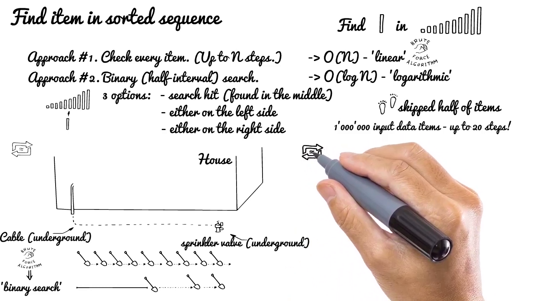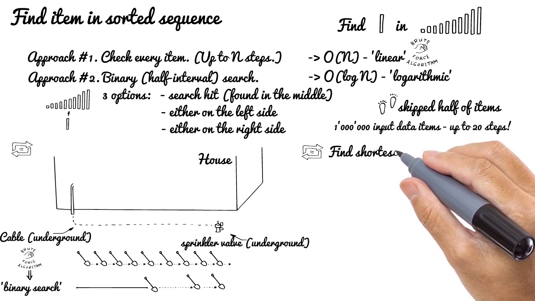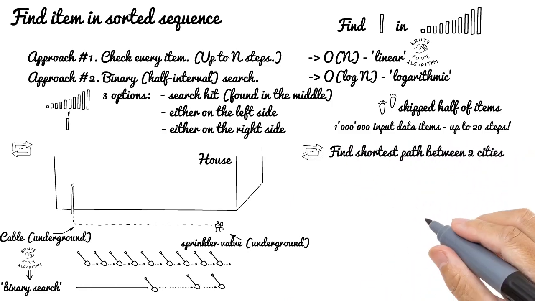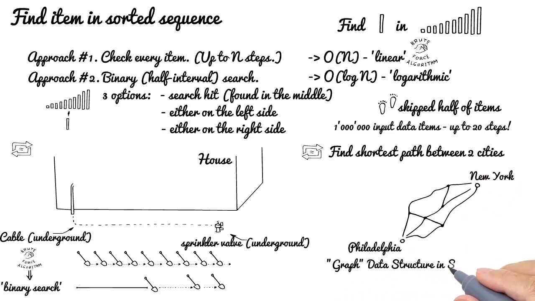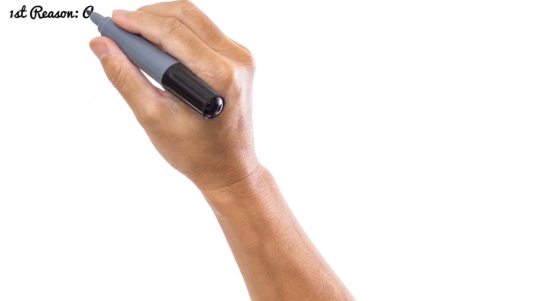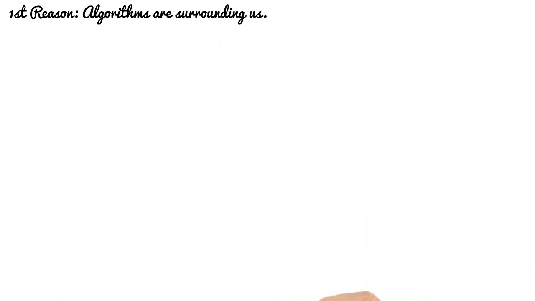We can find lots of other analogical examples. For example, how to find the shortest path between two cities, if there are several alternative roads. In software developing, certain data structures, graphs, were introduced, which naturally help to solve such problems, and they are actually used in GPS navigators, along with accompanying effective algorithms. We will discuss algorithms based on graphs later in an add-on video. So the first reason is, algorithms are surrounding us in lots of spheres of our lives.